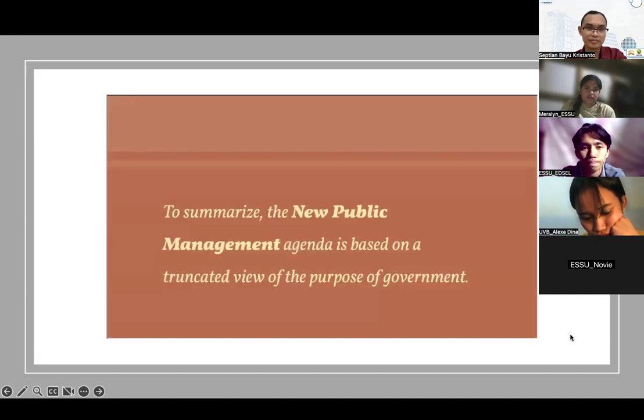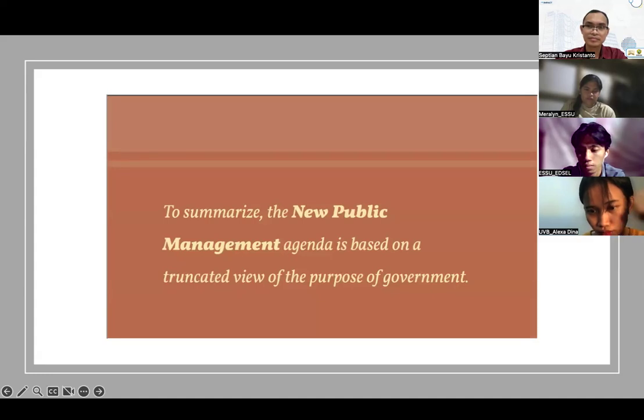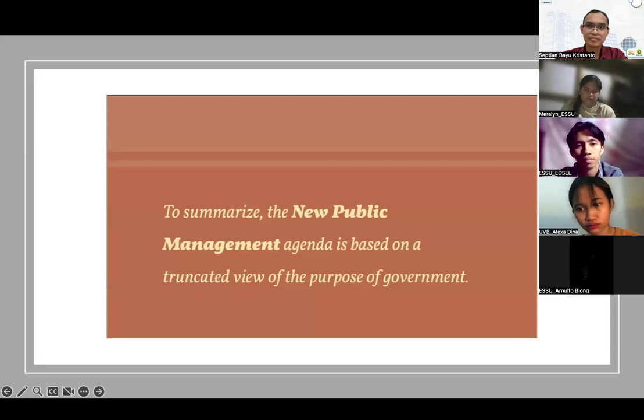To summarize, the New Public Management agenda is based on a truncated view of the purpose of government. Government is not simply an agent of accountability to citizens or an agent of efficiency and effectiveness. It is also responsible for collecting the values of the community and creating integrated responses to those values across increasingly fragmented government systems.